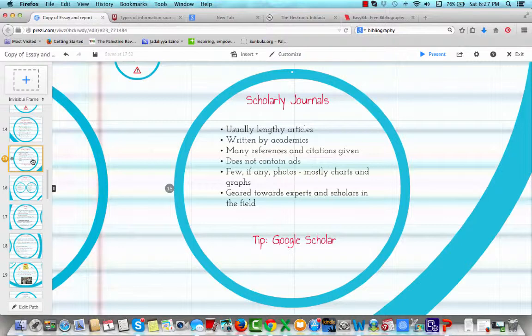Now, a tip, a scholarly journal does not contain ads. So it usually does not give you an ad for Coca-Cola or Pepsi. And it's usually charts and graphs, not photos. And it's geared, meaning whoever is writing the paper writes it towards a specific field, towards the experts and the scholars of that specific field.